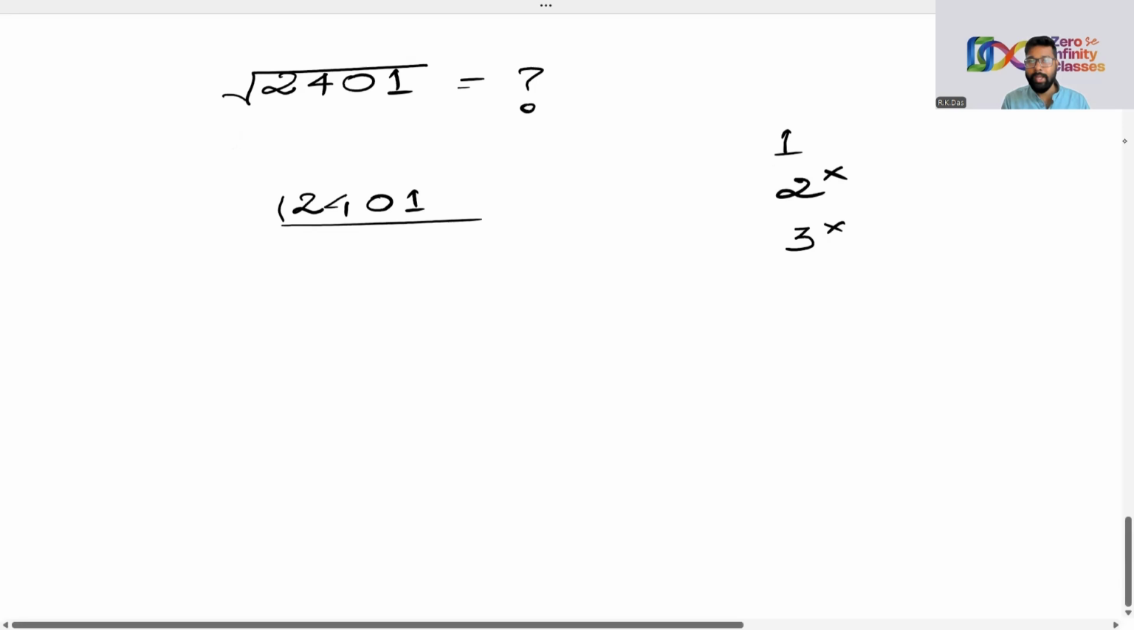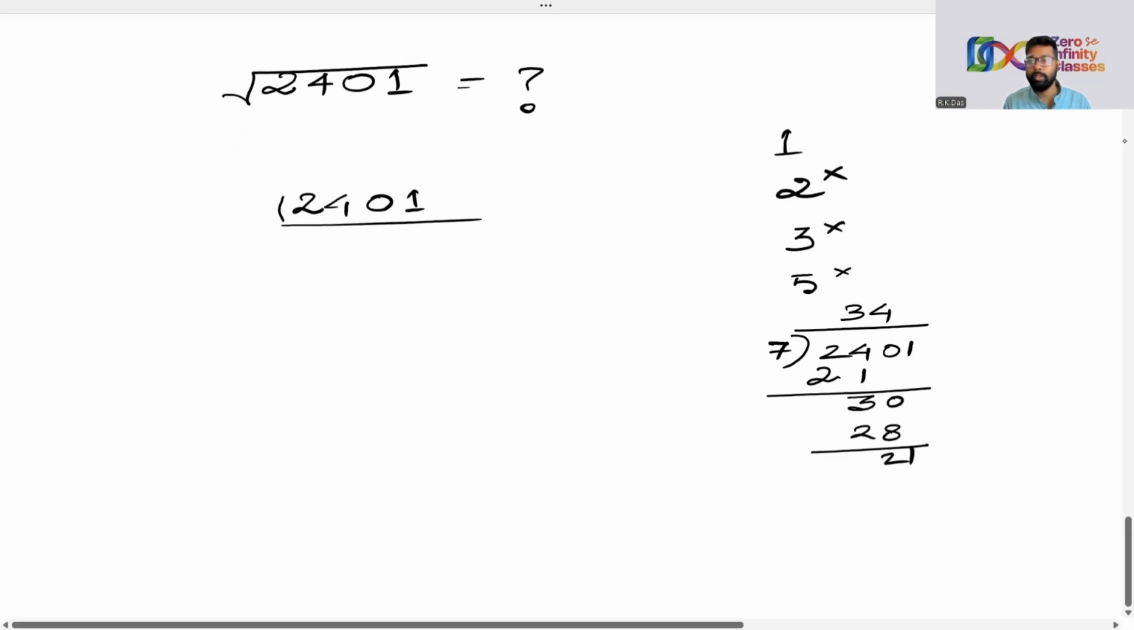Then 5. The last digit is 1, so it is not divisible by 5 as well. Then let me check with 7. 2401 divided by 7: 7 3s are 21, 3 in hand. 30, 7 4s are 28, 2 in hand. 21, 7 3s are 21. Yes, it is divisible by 7.